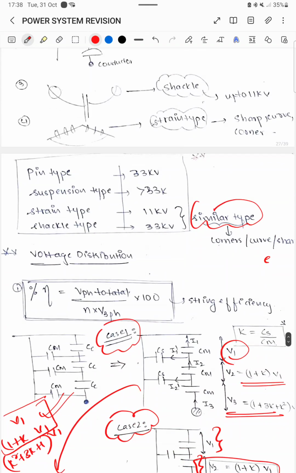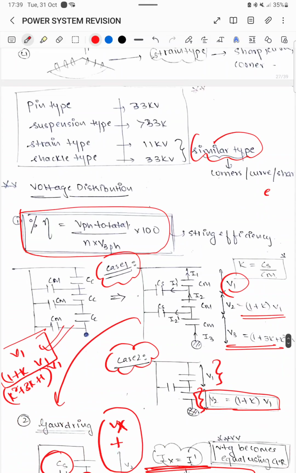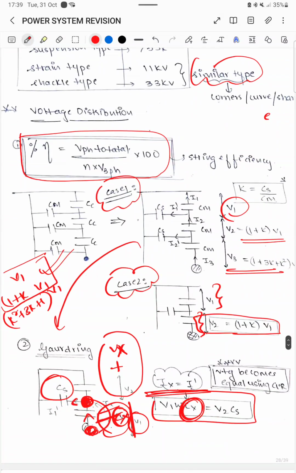Then voltage distribution, we have seen the concept of string efficiency, where percentage efficiency is equal to V total upon N into V3 per phase into 100. Then we have seen that when voltages are divided into three levels, the division is V1, 1 plus K into V1, then K square plus 3K plus 1 V1, where K is nothing but Cs upon Cm. Then for two divisions it is V1 into 1 plus K.